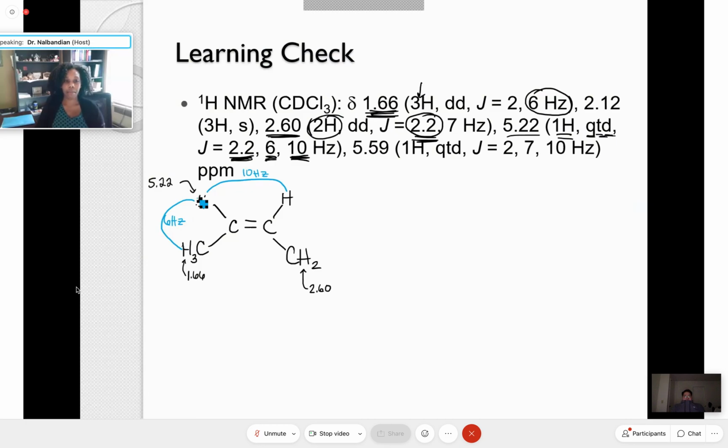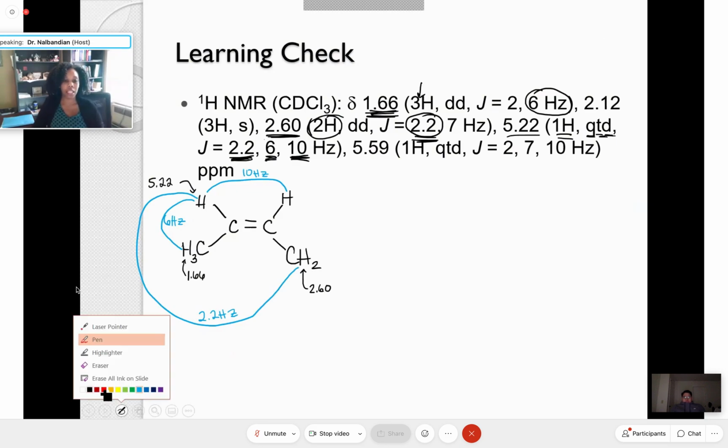So from 5.22 all the way over to these 2 hydrogens, that is going to be my 2.2 hertz coupling. The further away the coupling is, the lower the number is. The further away the hydrogens are from one another, the lower the number will be. So now I've shown everything that I can for this building block piece, other than saying that we have one more open spot here. I remember I want to show all my open spots, so I want to make sure I show this open spot here on this CH2.